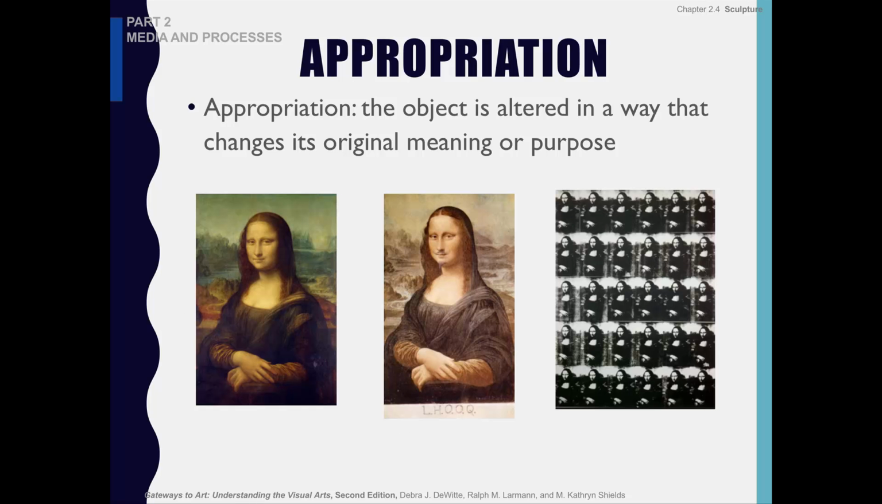Appropriation is when the artist takes an older artwork and they alter the way it appears and changes the original meaning or purpose. So here we've got the original Mona Lisa, then we have Duchamp's version, and now we have Andy Warhol's version.